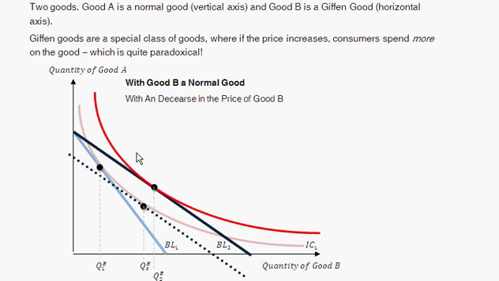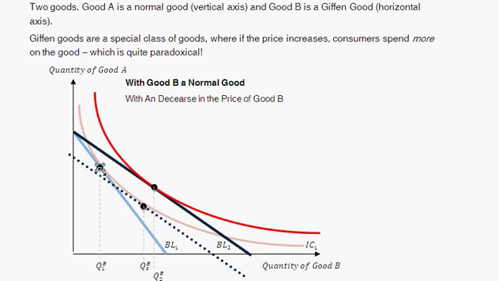So first off, since the Giffen good is such a paradoxical example, I just wanted to show you what things look like with a normal good. With this diagram I've drawn here, what we're doing is decreasing the price of good B. So we started over at this budget line here, budget line sub 1, and then we had this old indifference curve, IC sub 1. So we started off at this consumption bundle here.